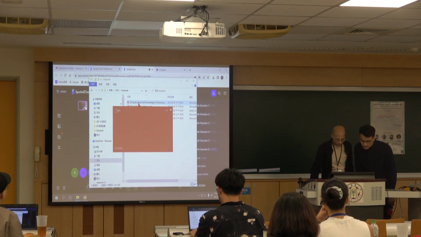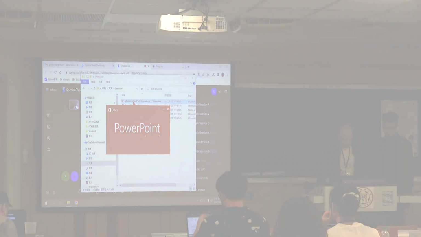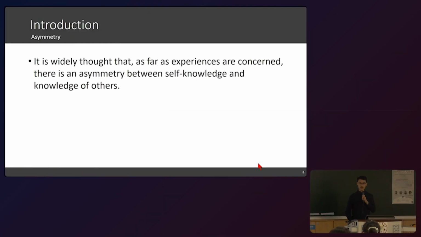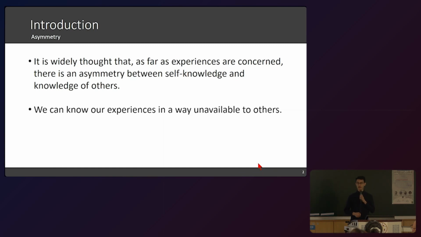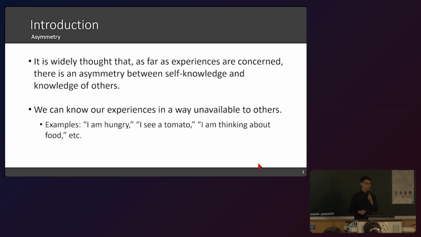His work primarily focuses on epistemology and the philosophy of mind. It's widely thought that as far as conscious experience is concerned, there is an asymmetry between self-knowledge and knowledge of others. We can know our experiences in a way unavailable to others. For example, I seem to have a special way of knowing that I'm hungry, that I see a tomato, and that I'm thinking about food, and so on. Of course, you can also know these things, maybe by observing what I do or what I say. In any case, it seems that you cannot know these things in the way I do.